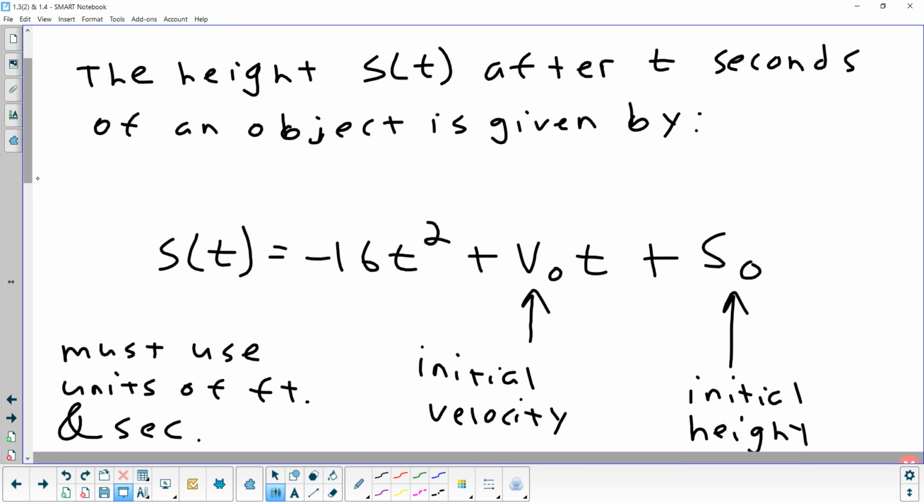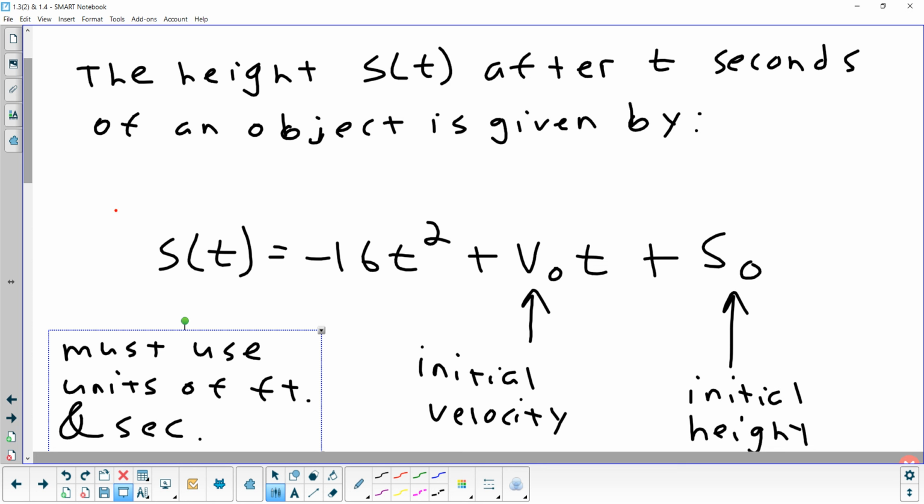This particular formula uses the number -16, and because it uses that number, that means we have to use units of feet and seconds. If you do this in physics, if anyone takes physics, you might see the number -9.8 right there, and that's because they're using meters per second. It has to be gravity. Okay, but there's your formula for projectile motion.